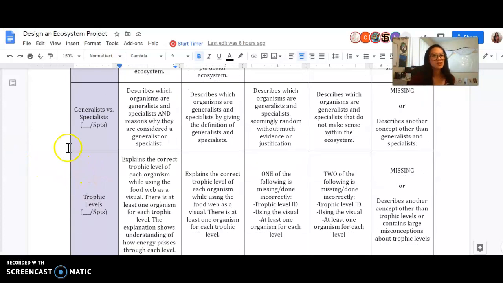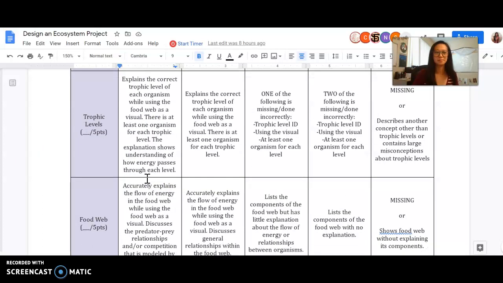Great. Cool. The next thing I'm going to be listening for are generalists versus specialists. So this describes what organisms are generalists and specialists and why they're considered those things. So giving a little bit of a definition and maybe explaining like, oh, this organism is a specialist because it only eats this particular thing, or this organism is a generalist because, as you can see on my diagram, it can live in all different parts of this ecosystem. So however you'd like to explain it is up to you, but please make sure you include the reasons why.